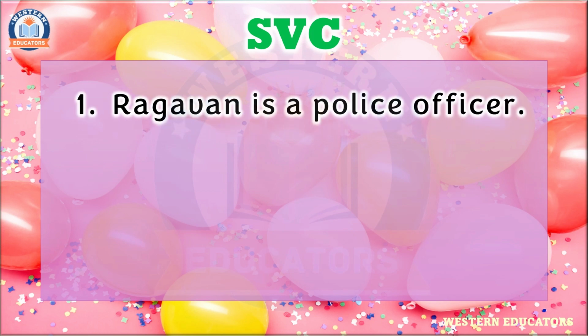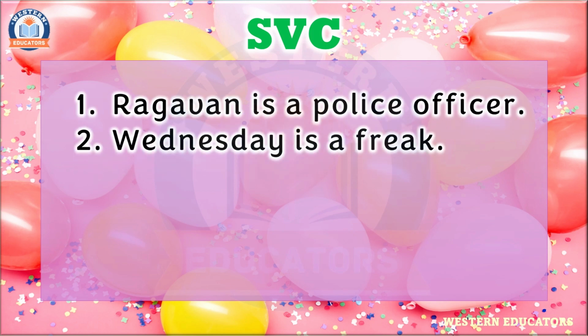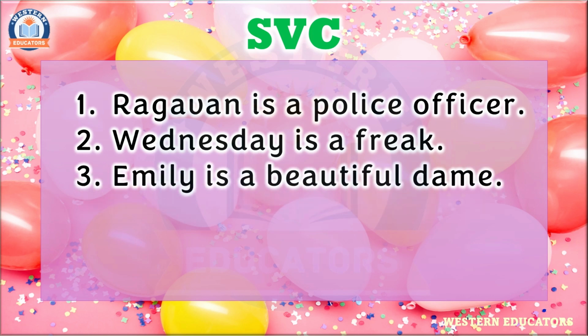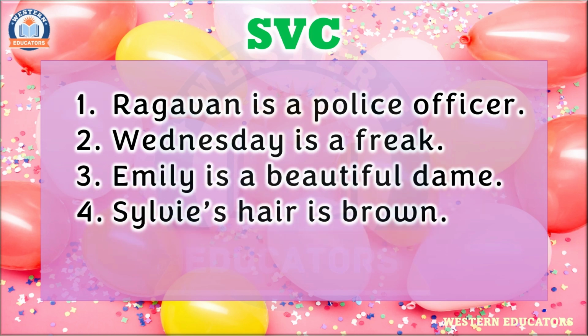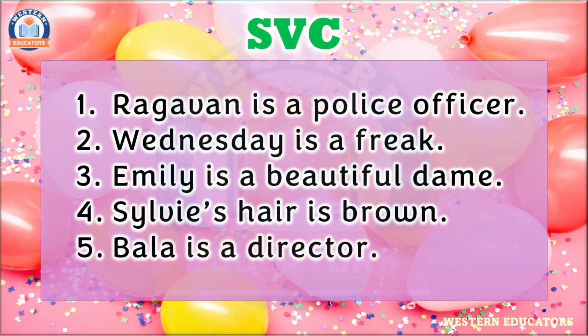We have some examples here for SVC. Raghavan is a police officer. Who is a police officer? None other than Raghavan. So the police officer is mentioning about Raghavan. So that is subject complement. So the pattern is SVC. Wednesday is a freak. Who is freak? So the freak is none other than Wednesday. So it is the complement of subject, SVC. Emily is a beautiful day, SVC. Sylvie's hair is brown, again SVC. Bala is a director, SVC.